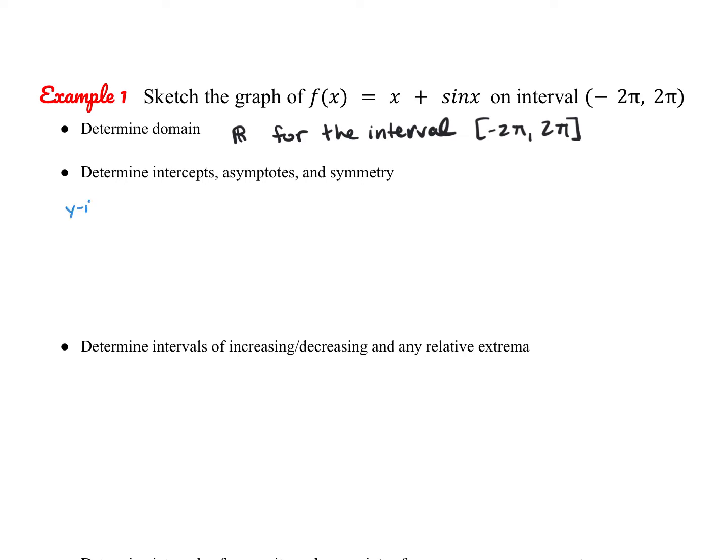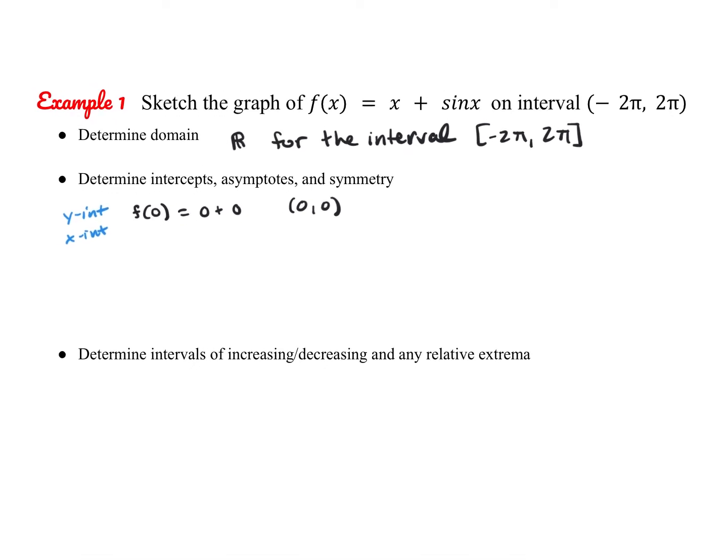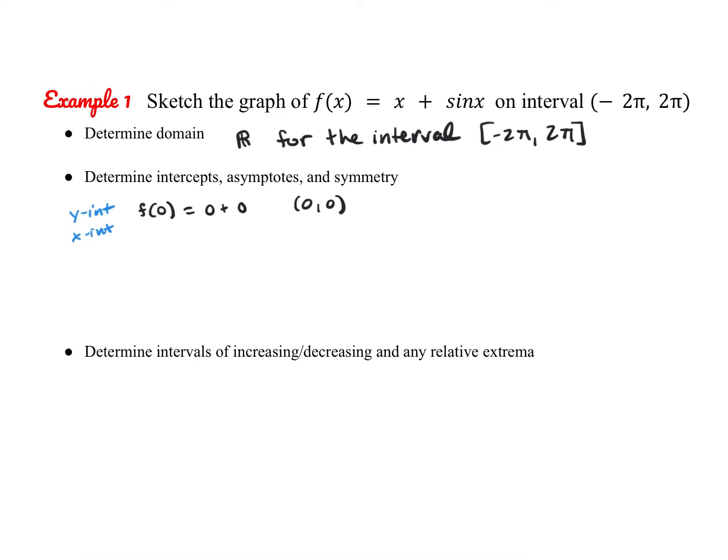So for our y-intercept, we do f of 0, replace x with 0, and we get 0 plus the sine of 0, which is 0. So we see that we actually have a y-intercept at (0, 0), which is also an x-intercept. And then if you're looking for other x-intercepts, we won't see any.